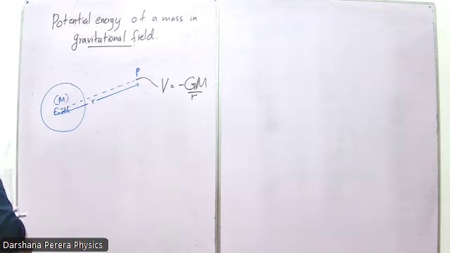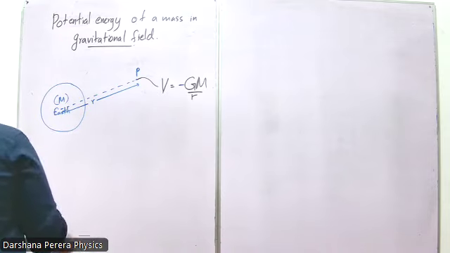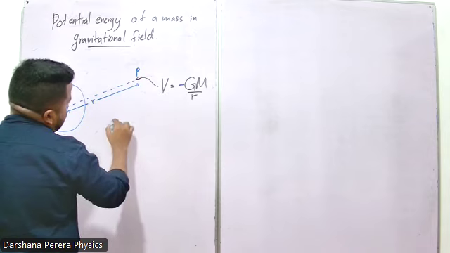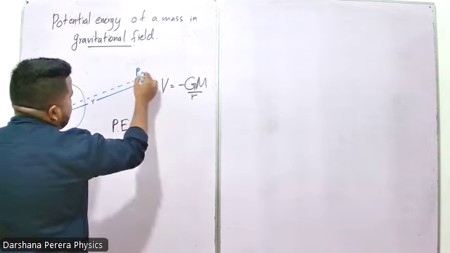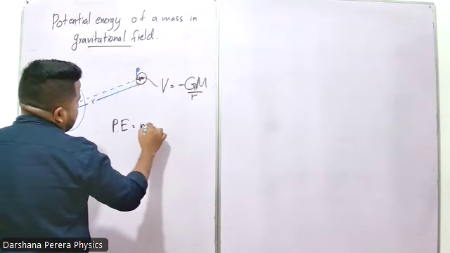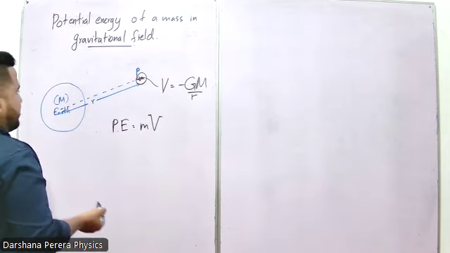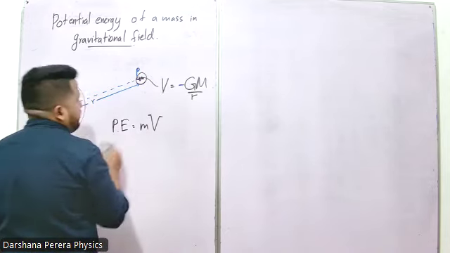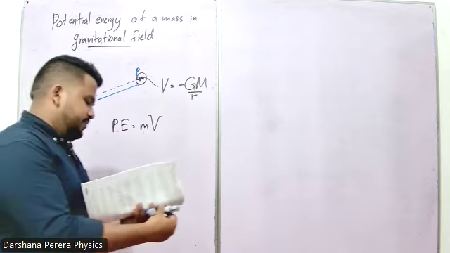The potential energy of a mass is this: if I place a mass m at this point, the potential energy is m into V. This is the theory. Potential energy is the mass into the potential. Okay, write down.